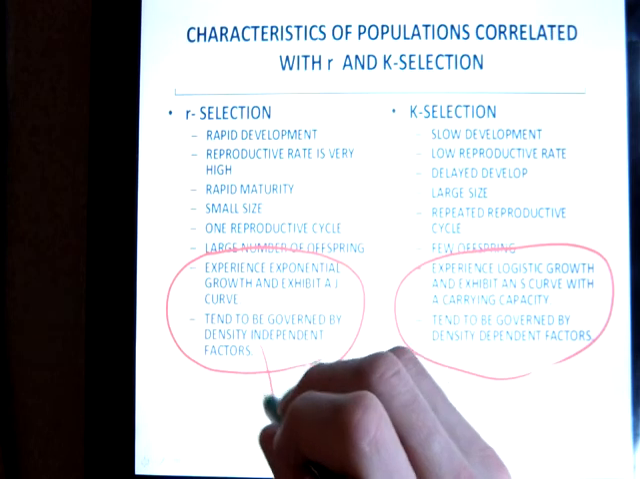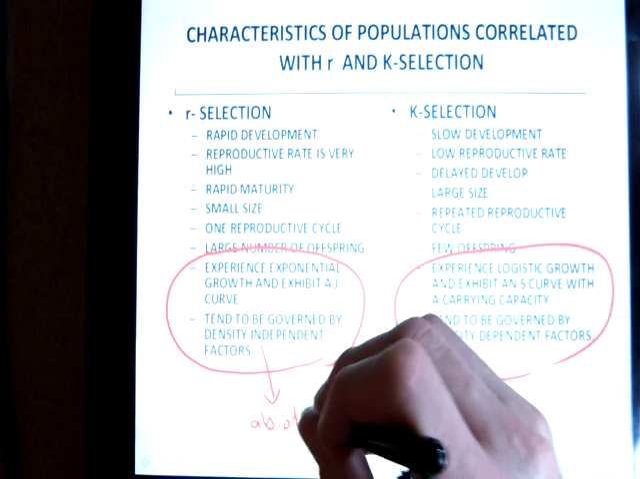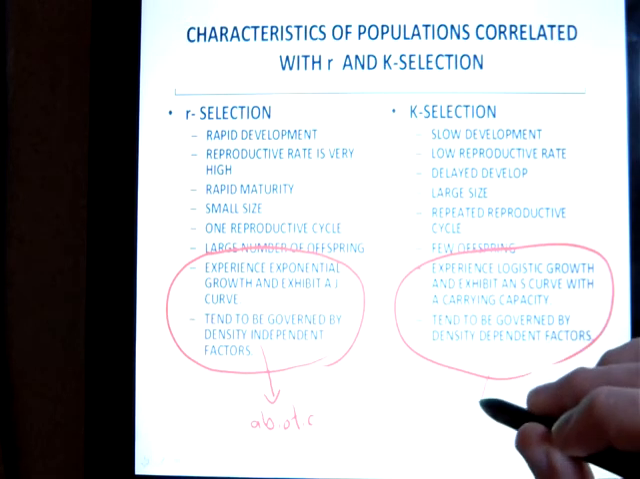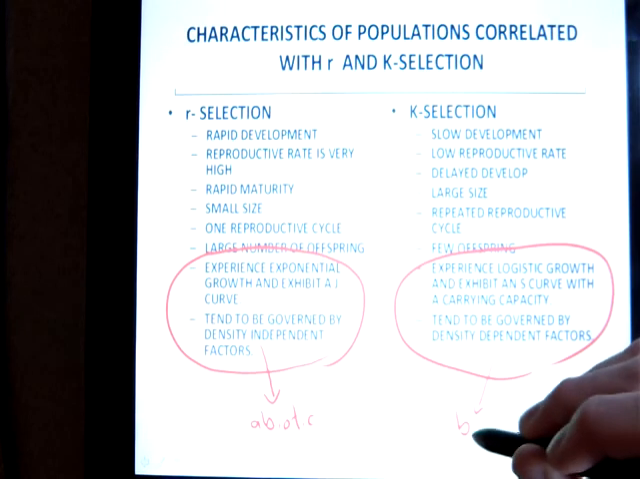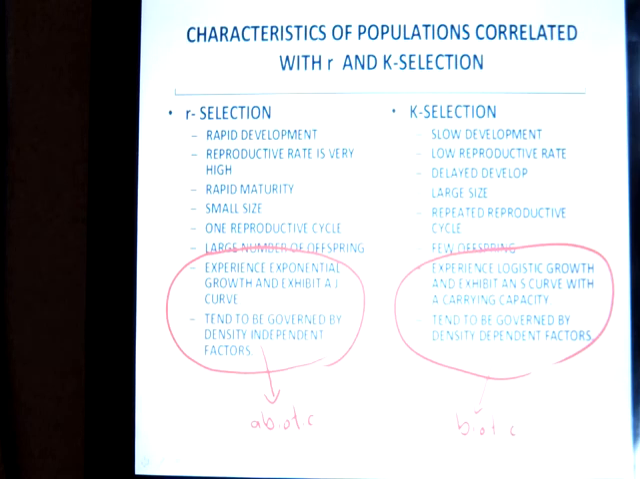But the other thing is that R-selected organisms tend to be affected mostly by density-independent factors. And if you don't remember what density-independent means, it means abiotic. So R-selected organisms, their population is controlled mostly by abiotic factors, so temperature, precipitation, things that are not living. On the other hand, K-selected organisms tend to be governed mostly by density-dependent factors, and that is biotic. That is, things that are living. So things that would control or affect a K-selected population, definitely availability of food, disease, number of predators, things that are living.